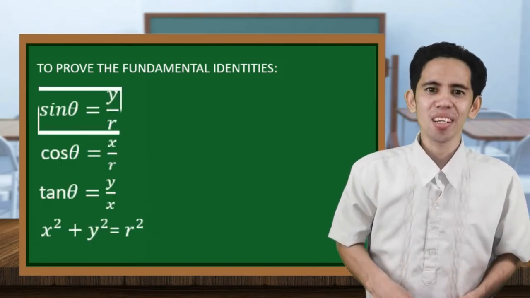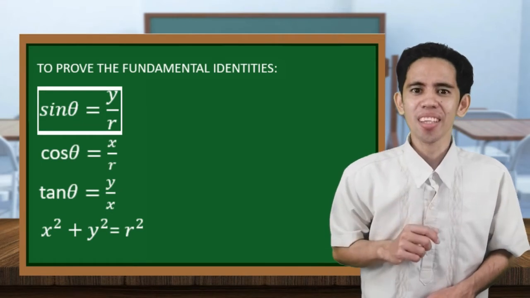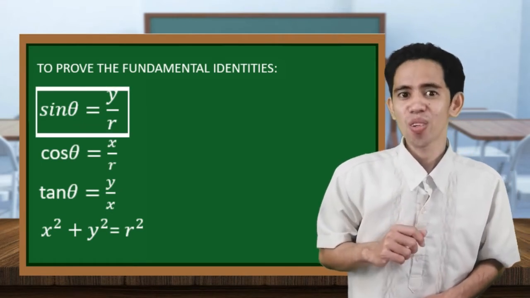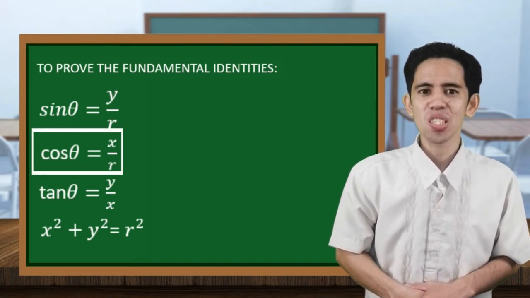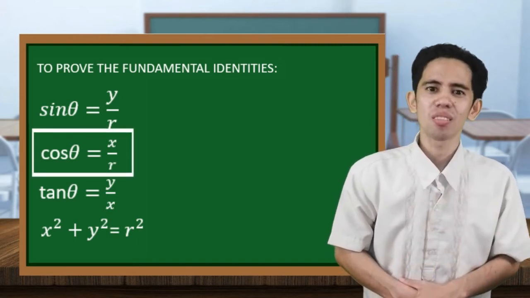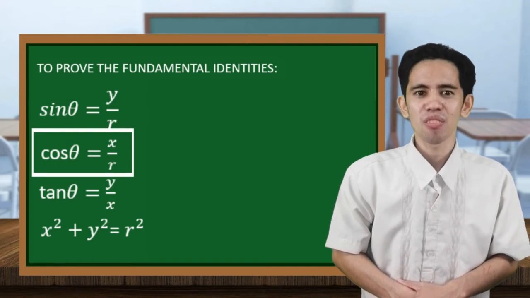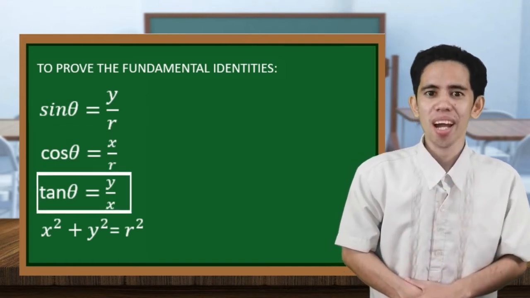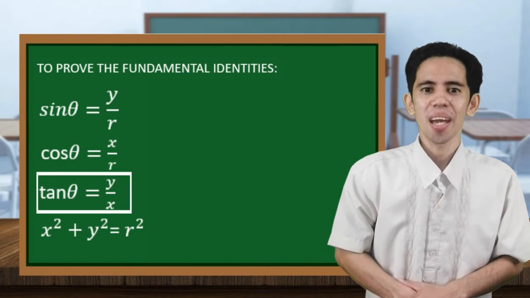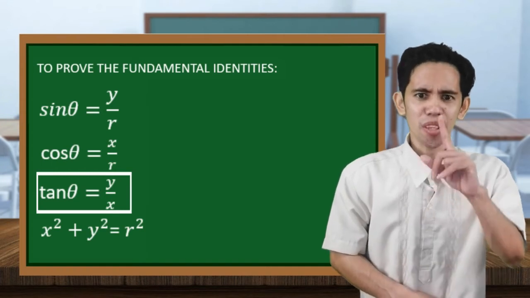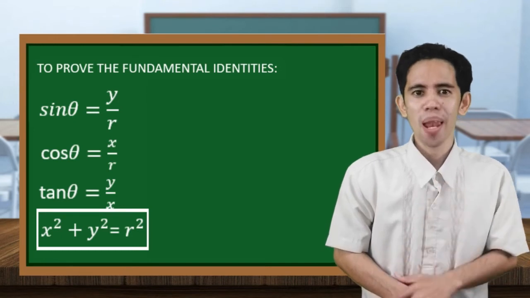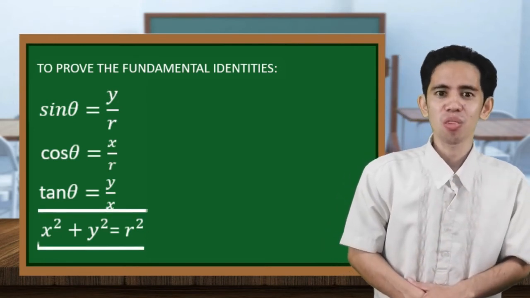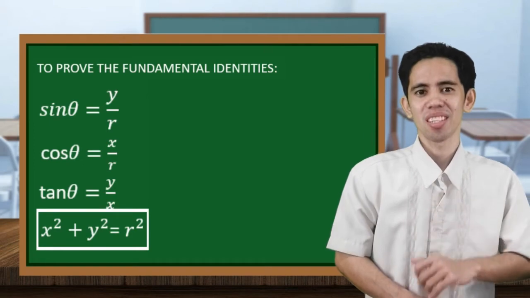For sine theta, we have sine theta is equal to y over r. For cos theta, that is equal to x over r. And for tangent theta, we have y over x. Then for the Pythagorean theorem, we have x squared plus y squared is equal to r squared.